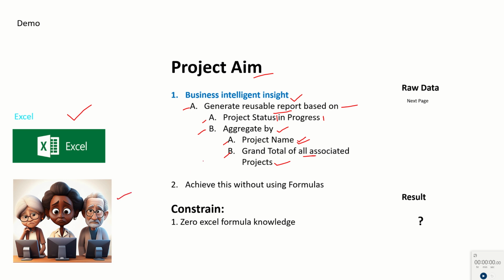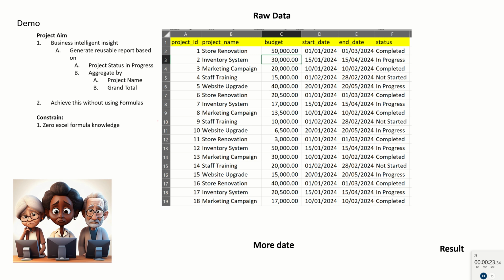This is quite a complex one to achieve, but it's kind of a recurring thing for most projects. So let's see how we can do this. What we see now in front of us here, I can see that they have the project raw data on the next page. And number 2, we need to achieve this with our formulas, and they have a constraint, which is zero Excel formula knowledge. What kind of result will I be providing today? Let's go to the next part of this presentation.